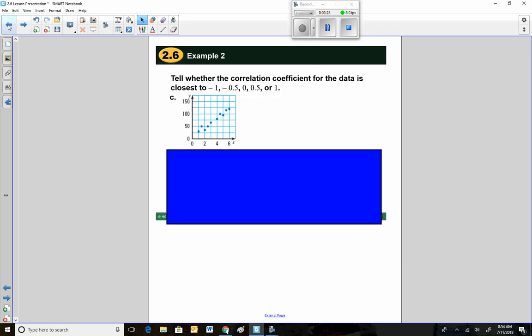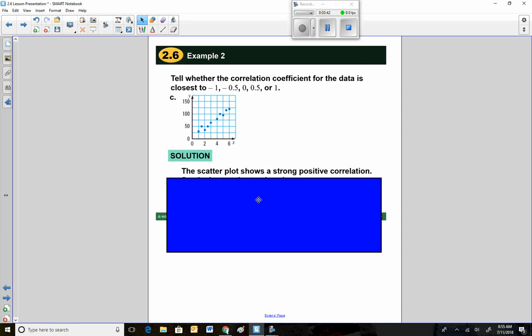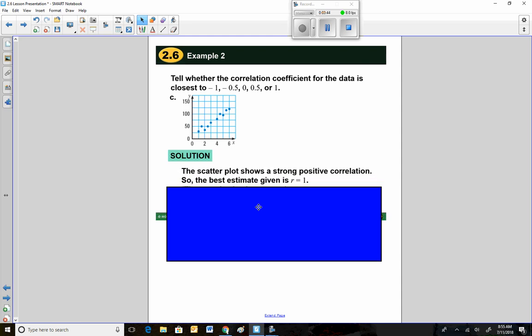Oh, skipped one. All right, now let's take a look at this. Look at all these points. They're really close together. They're not spread all over the place. And they seem to be going left to right, uphill. So I would say that's definitely a positive relationship. And it's pretty strong going uphill. It's not scattered every which way. So the scatter plot has a strong positive correlation, and its best estimate would be R equals 1.